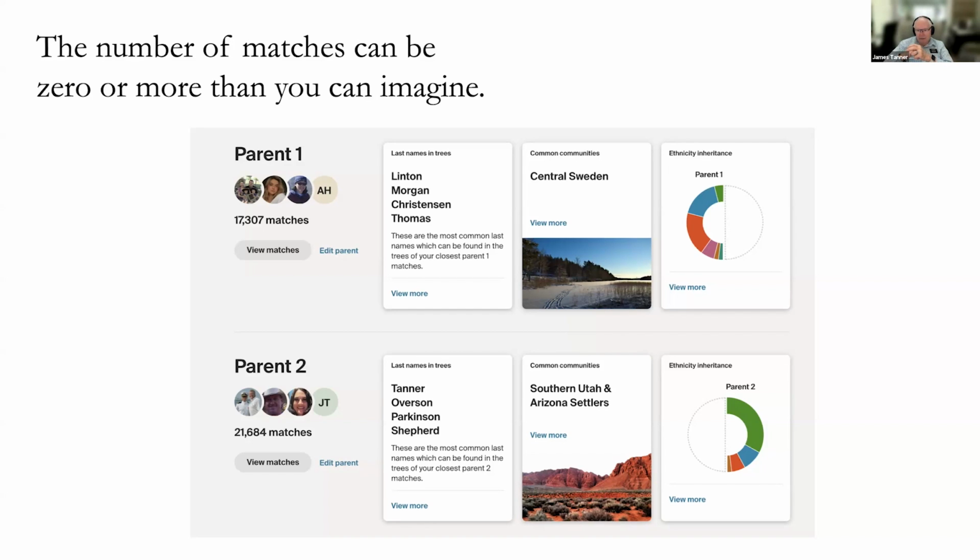And then I got a parent two inheritance. You'll see that both your parents are going to be considerably different, and that you get 50% from your father and 50% from your mother. And yes, the Tanners are Southern Utah and Arizona settlers, and that's very obvious with all of those names listed on the initial view here from Ancestry.